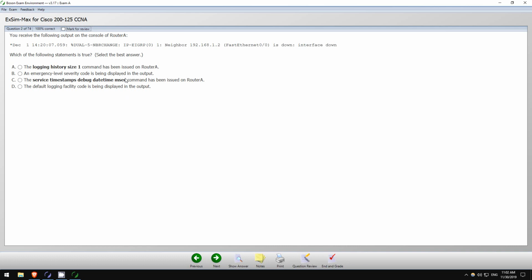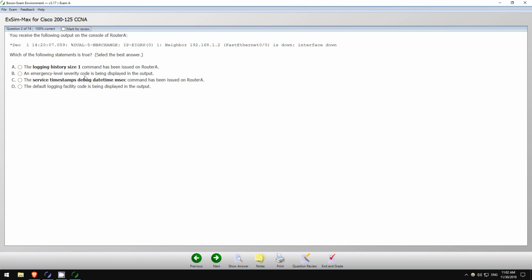Hopefully I get this one correct too. You receive the following output on the console of router A. Okay, neighbor is down, it's EIGRP. So an EIGRP neighbor has gone down. Which of the following statements is true? Logging history size 1 has been issued. Okay, I don't know that.